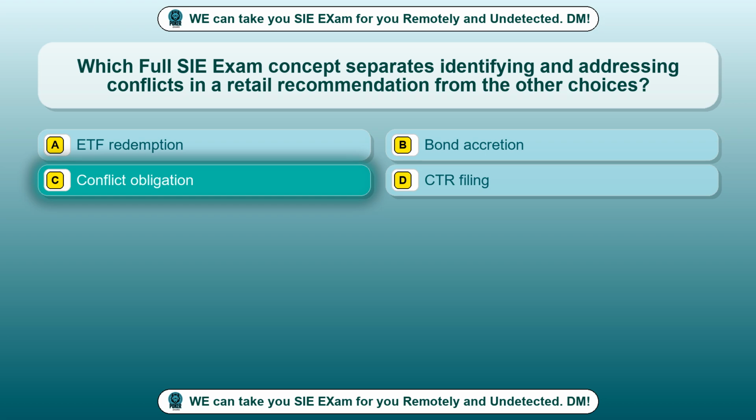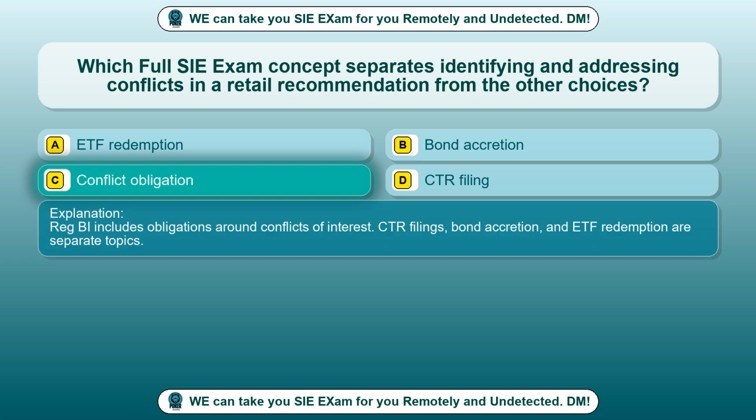Conflict obligation. Reg BI includes obligations around conflicts of interest. CTR filings, bond accretion, and ETF redemption are separate topics.